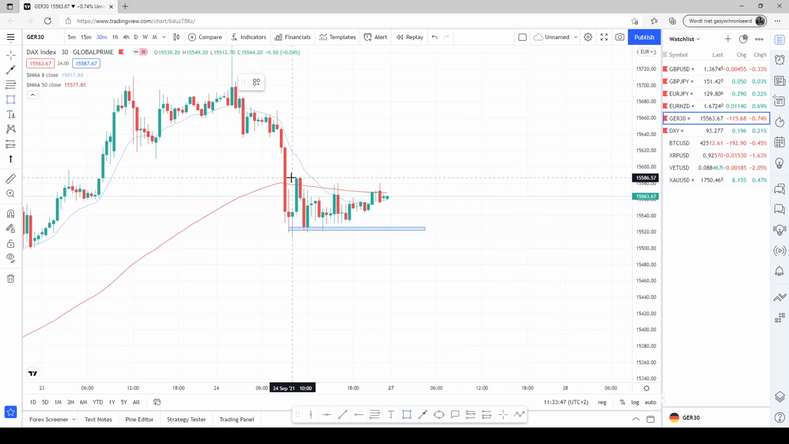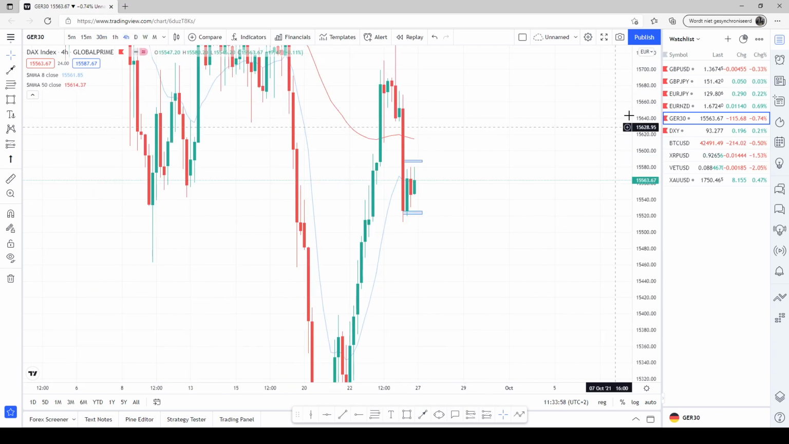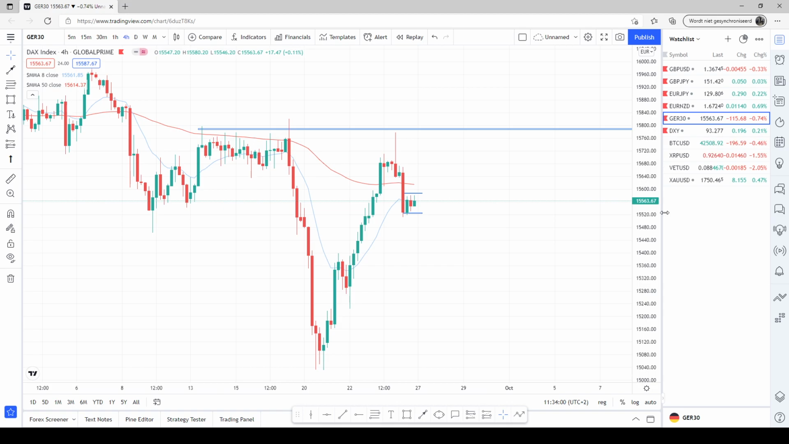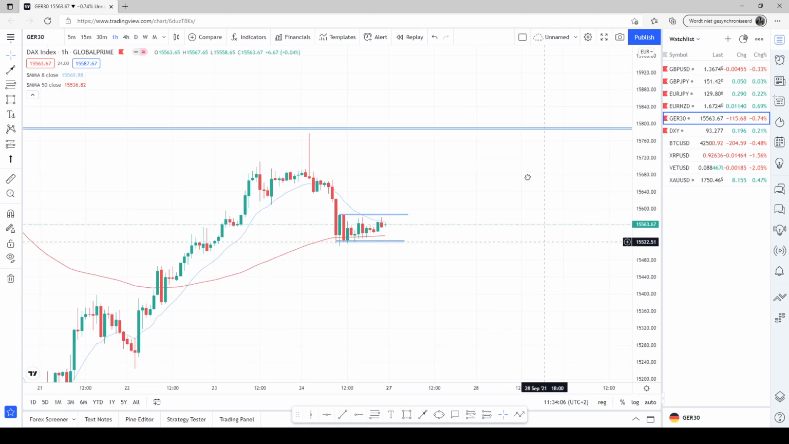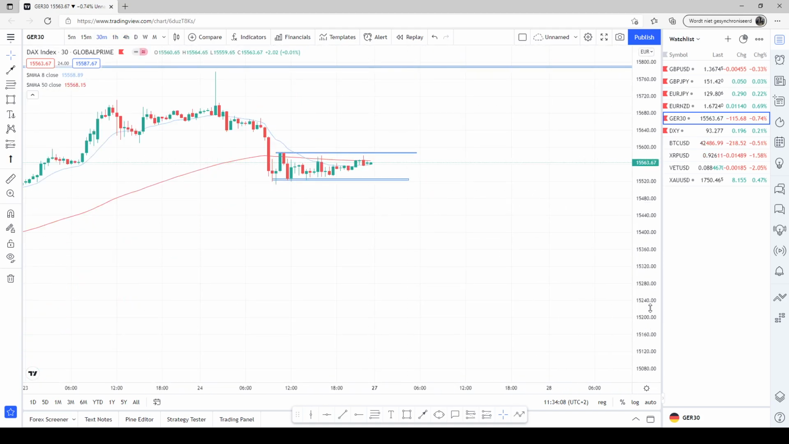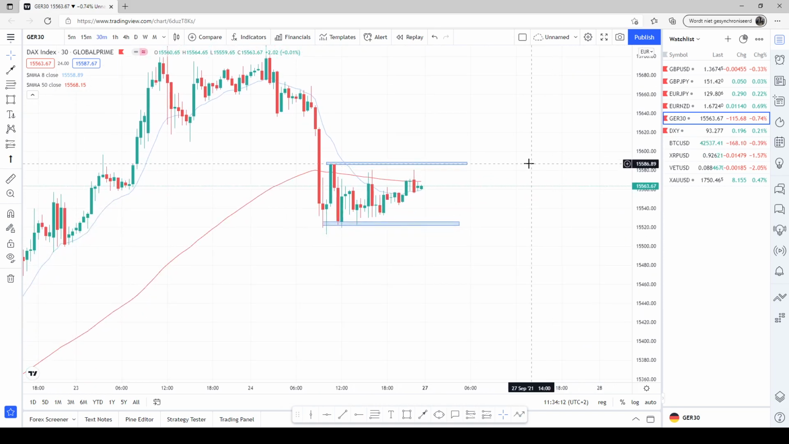So on the 30-minute time frame, we have this beautiful little zone over here, which I like for the German 30. You can see an uptrend on a 4-hour time frame, which will mean an uptrend on the daily as well, and of course on a 1-hour time frame. So on a 30-minute time frame, I will be looking for a buy, a break to the upside.